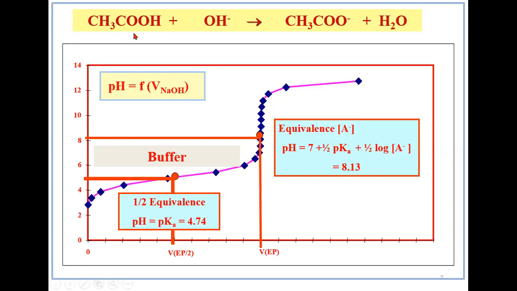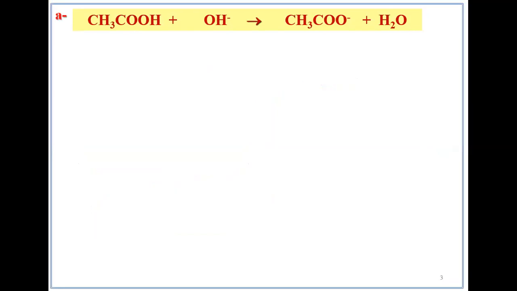Of course, part A, they asked for the equation. The equation of the reaction is acetic acid with OH minus. Of course, there is NaOH, but you can just put OH minus, giving CH3COO minus. Now, if you wanted to put the Na, you would put it as CH3COONa, and then that would be NaOH plus water.